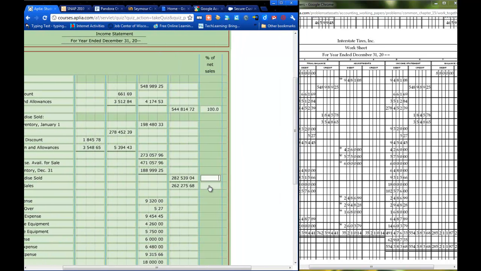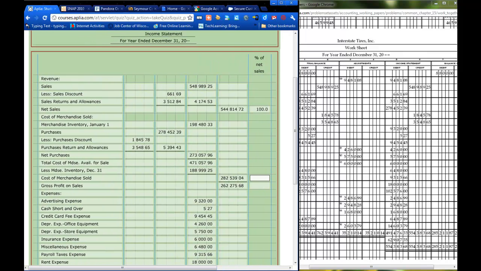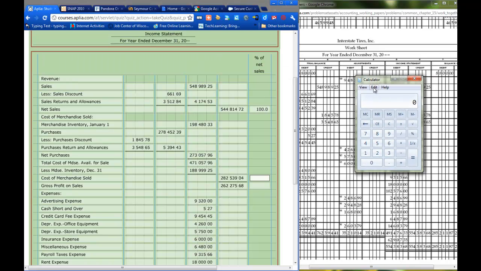The next one that I'm going to do, my cost of merchandise sold, I need to use my calculator, and I'm going to take $282,539.04, and I'm going to divide by my sales. And that will give me this number in my calculator. I need to convert this to a decimal. How many decimal places do I need to have? One. So I'm going to move my decimal two to the right. So it would be 51.85. I need to round that up. Normal rounding rules. So I need to put this in there as 51.9%.